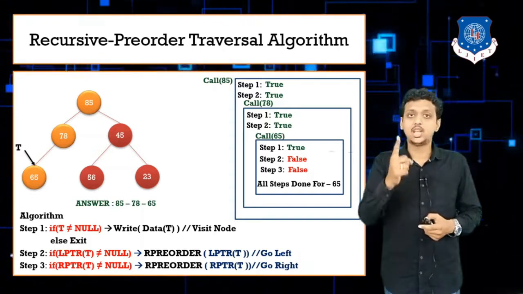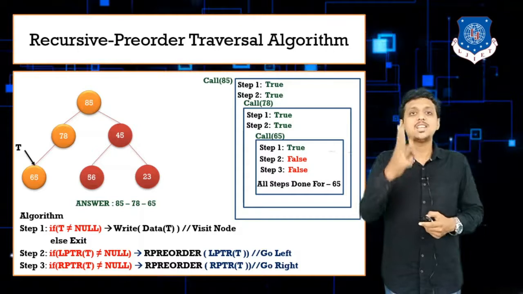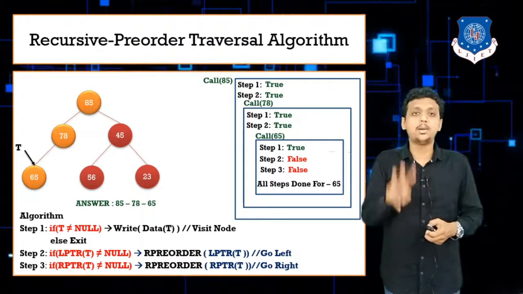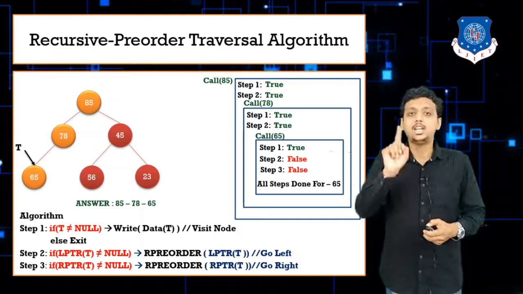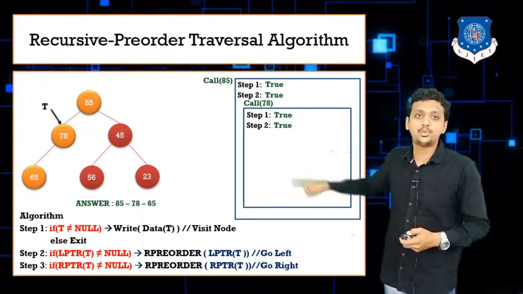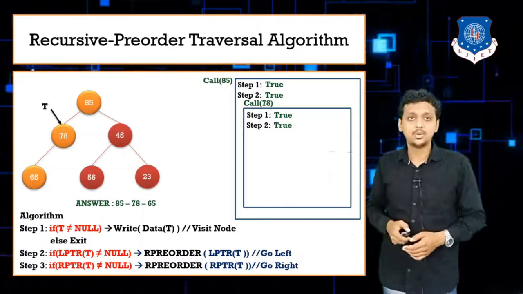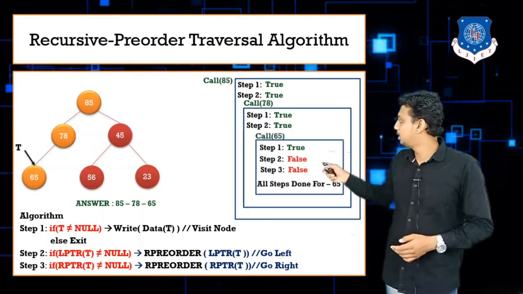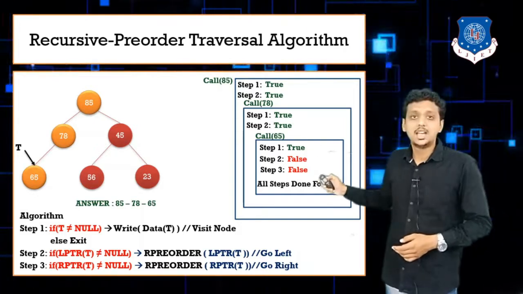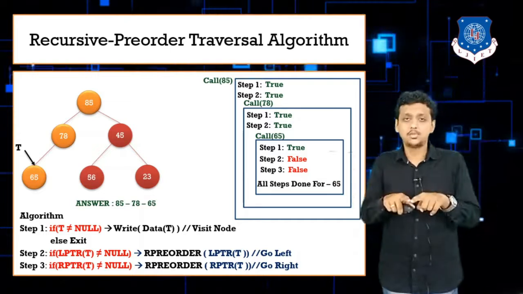Step number 1 is to check whether the node exists or not. Step number 2 is for the left subtree, and step number 3 is for the right subtree. All 3 steps are successfully completed for node 65. That means this function call is completed, so it goes out from the stack. See, it goes out from the stack. Before this we have all steps done for 65. As all steps are already done for 65, this function call is successfully completed.